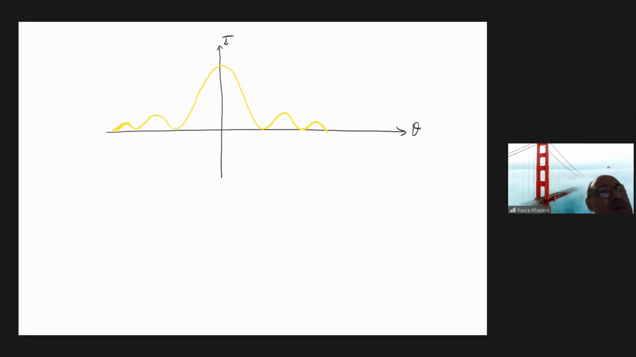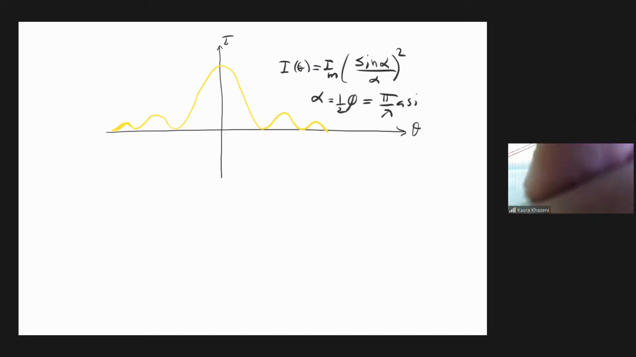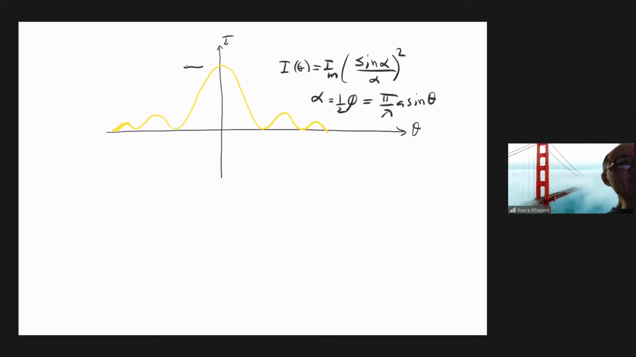Now, if you remember, the equation for this is I sub m sine of alpha over alpha squared, where alpha is 1/2 of the phase shift, which is pi over lambda a sine theta. And so this location, which is the maximum, is I sub m, which is this part of the equation here. All right, so with respect to that maximum, what are the secondary maxima locations?